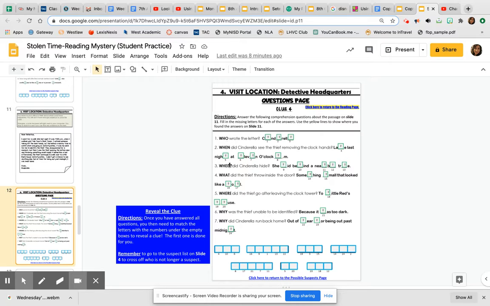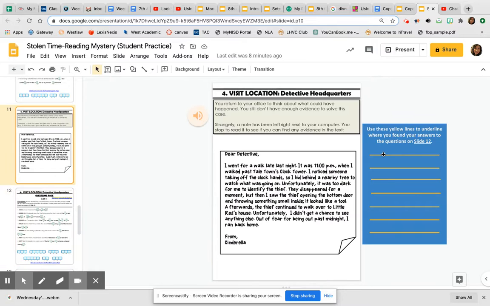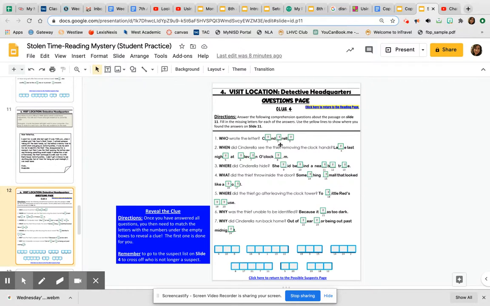These are who, what, where, when, why questions. As we look to find these answers here, we're going to underline where we're finding our answers with these yellow lines back on slide 11. Okay. We'll type in our letters that are missing to complete the answers, and then again match those letters and the numbers down here in these blank boxes.